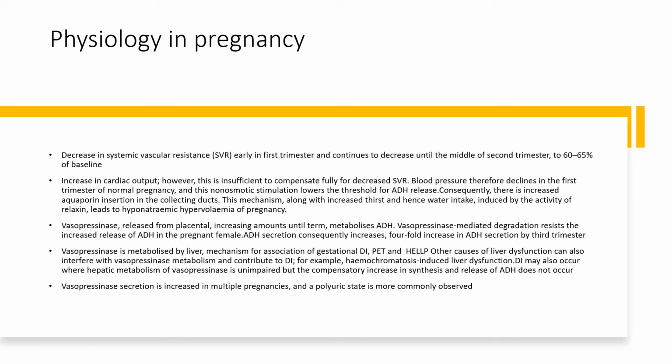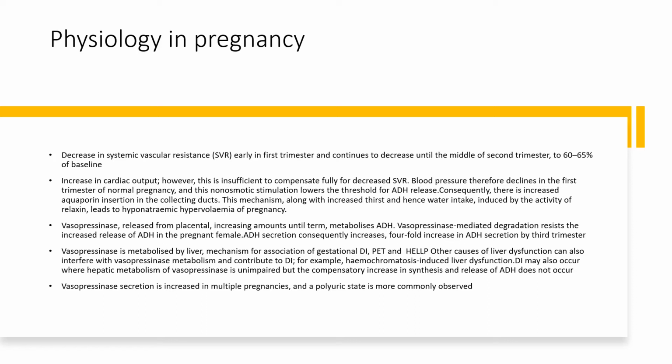Blood pressure therefore declines in the first trimester, and this non-osmotic stimulation lowers the threshold for ADH release. Consequently, there is increased aquaporin insertion in the collecting ducts. This mechanism, along with increased thirst and hence water intake induced by the activity of relaxin, leads to the hyponatremic hypervolemia of pregnancy.